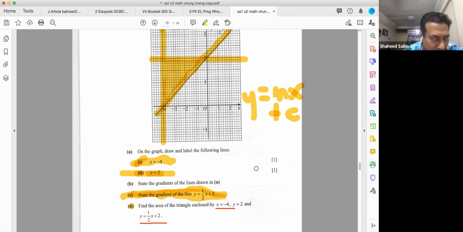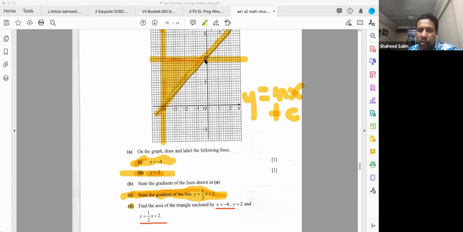The formula is half times base times height. You need to find out what's the base and what's the height. You can take this to be the base, from here to here. How many units is this? If you don't know, look at the bottom here, from 0 to minus 4, how many units? Then this one down here is the height. How many units is the height? So your formula is half times base times height. Come on, you can do it.